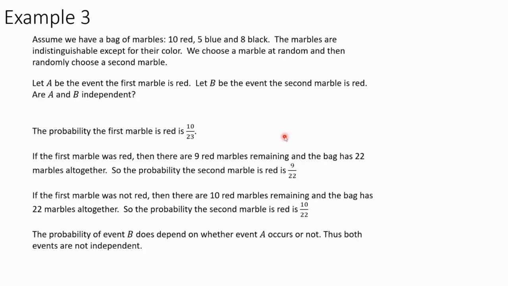I mean, we're not going to list all the possible outcomes, but what's nice here is we don't have to. So for the first marble, okay, let's let A be the event that the first marble is red. B is the event that the second marble is also red. What was the probability of A? Well, we know that probability is 10 out of 23. You know, just like before.